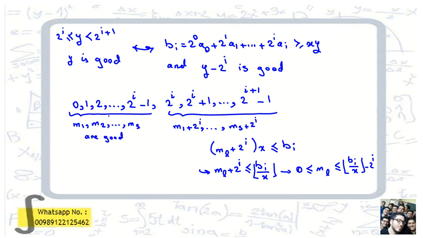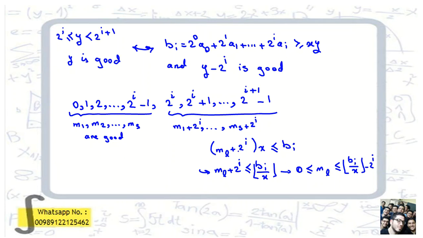So suppose that from 0 to 2^i minus 1, m1, m2, up to ms are good. Now, we know if here something is good, minus 2^i of that is also good. So minus 2^i of that must be m1 or m2 or up to ms. So for the goodness of the y's here, we only need to check m1 plus 2^i up to ms plus 2^i. We know they are good, but we need to check which, for example, ml, if you place it, won't satisfy this condition, that some of the bags would be, in that case, greater than b_i. So we should check this condition.